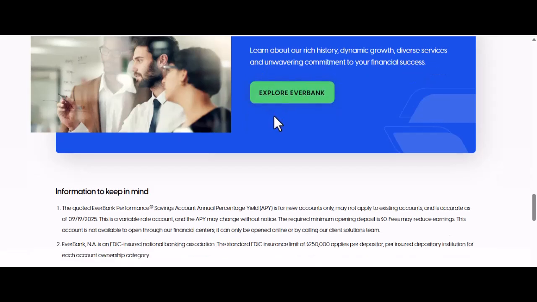And that's it. You've successfully started your investment journey with EverBank, opening the door to unique diversification strategies in the global marketplace.